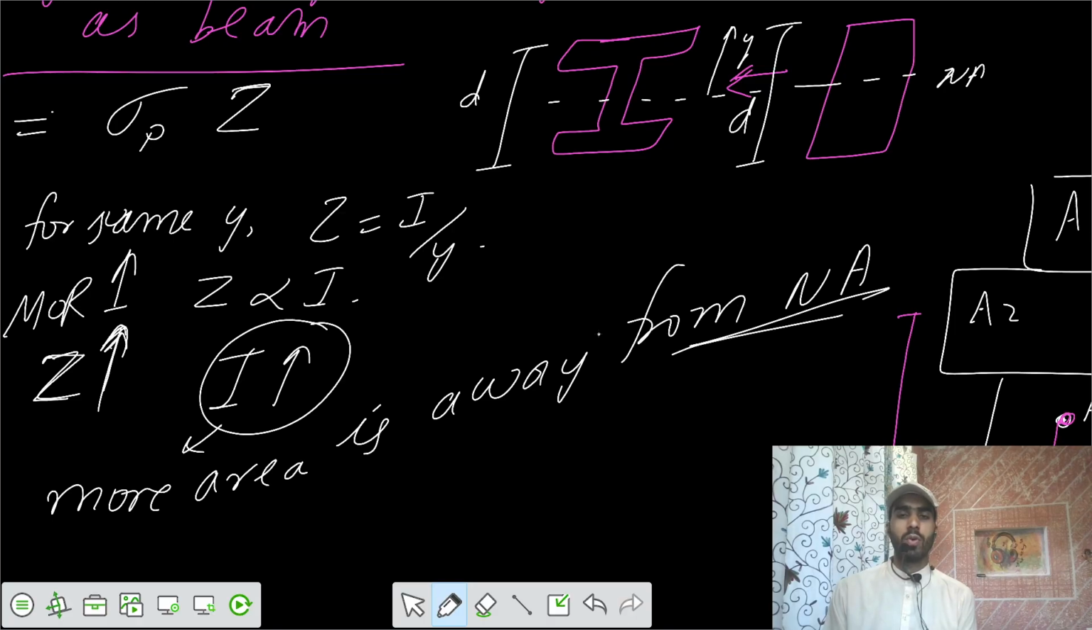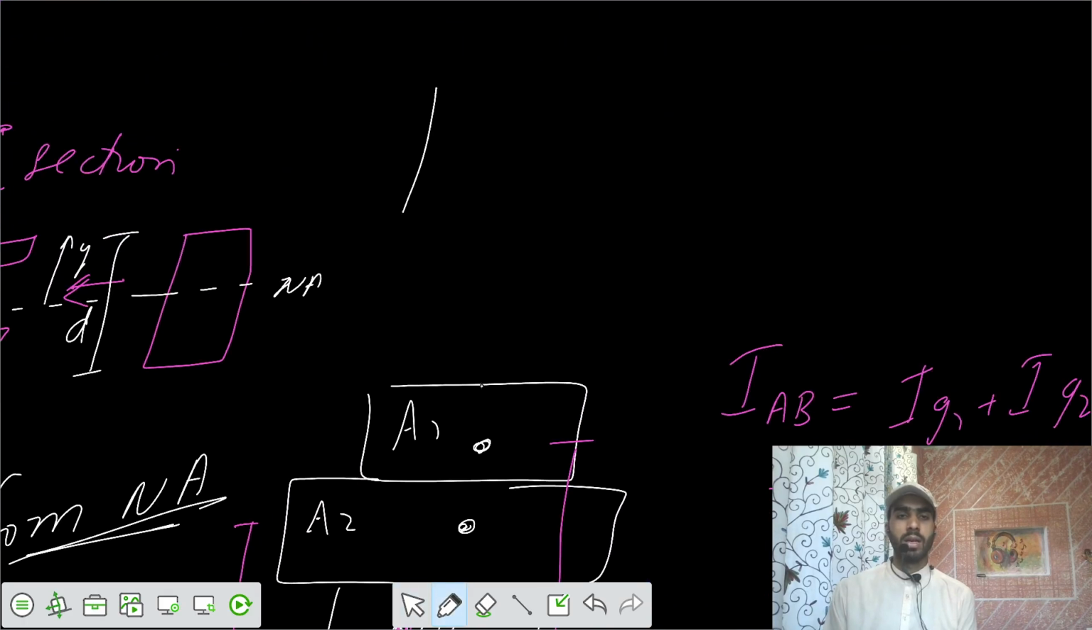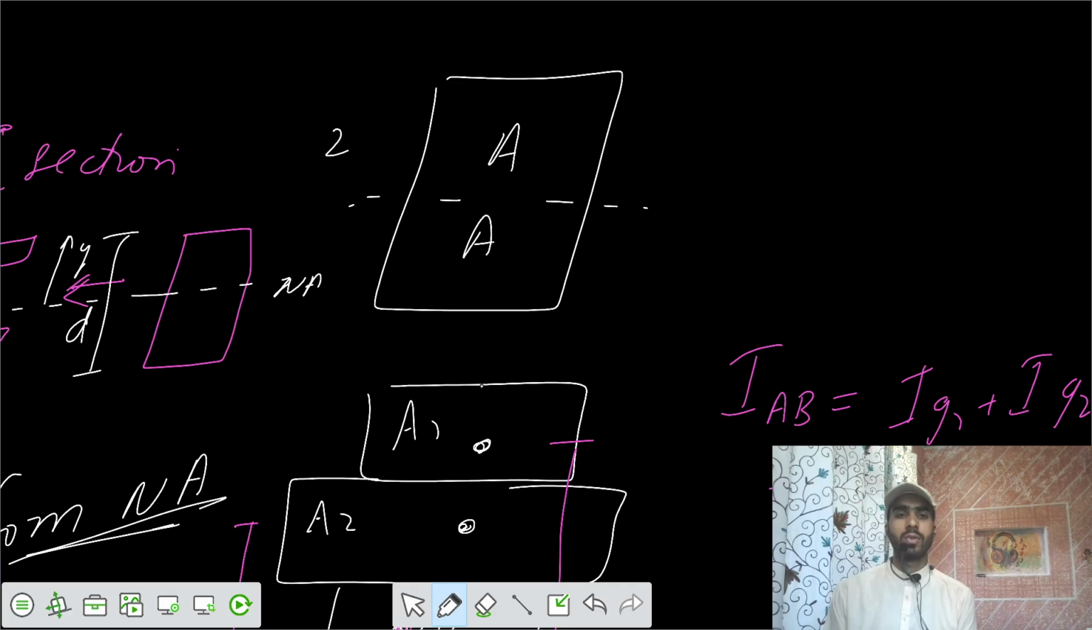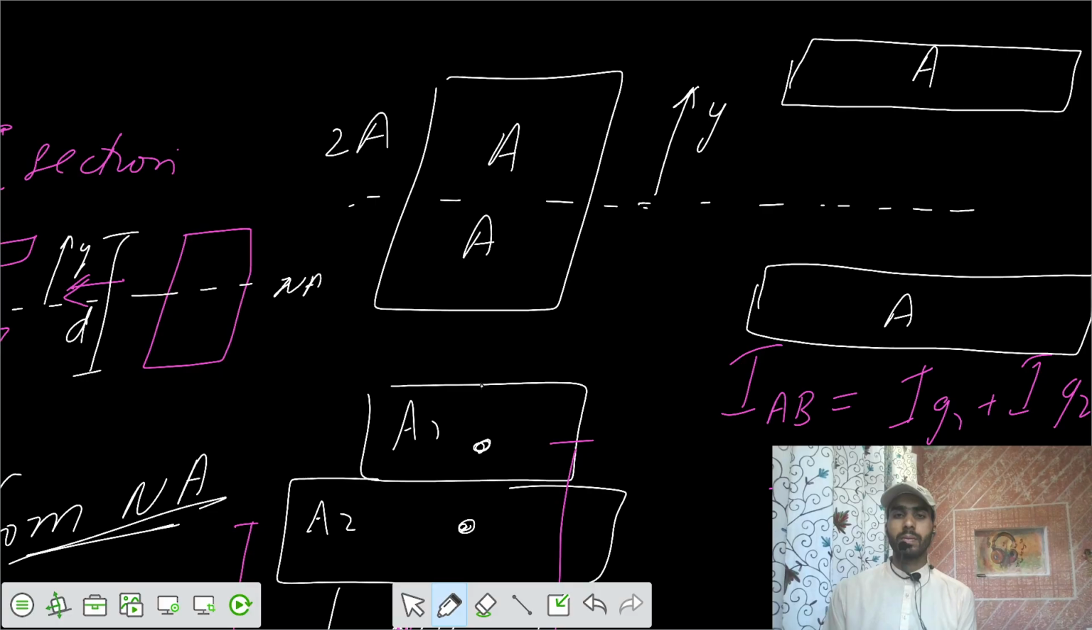Say you have a rectangle with some area A and this is also area A, so the total area is 2A, and you want to distribute this area such that the maximum value of y is the same for both the beams. Let's say the total area is the same and the total y is the same. Now you have used this area A and the same area A here.